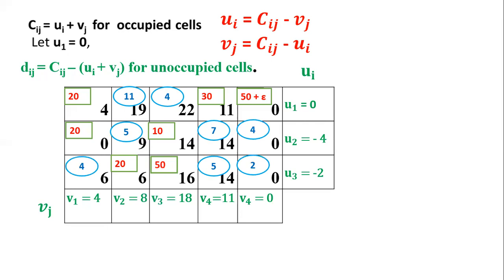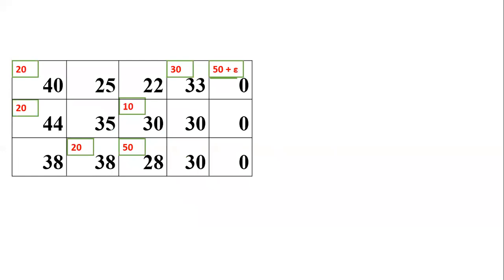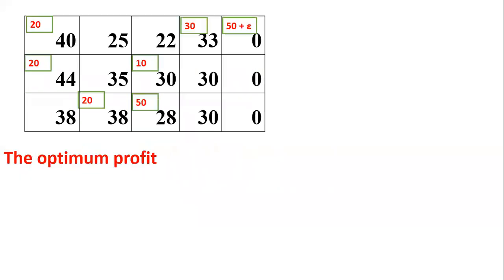So in the given problem all dij's are positive, we stop the problem. The dij are greater than zero, all of them came positive, we get the solution. The current solution is optimal. So it is the final transportation cost. So the allocations have changed here. So find the optimum profit.